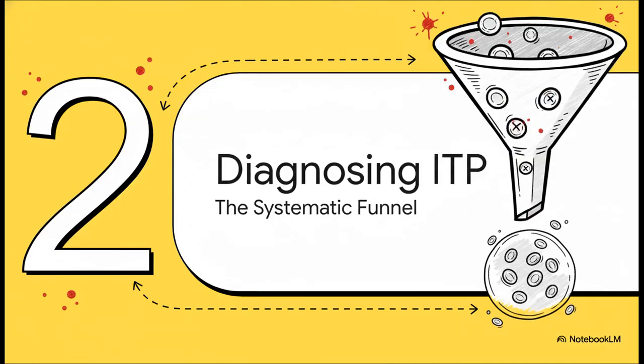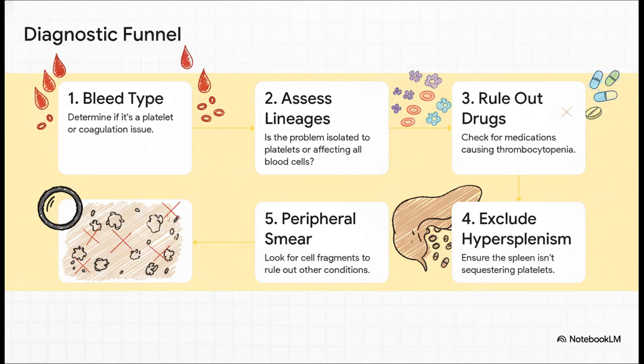So now that we have identified a platelet-type bleed, and we know the platelet count is low, that's thrombocytopenia, our next job is to figure out why. We don't do this by jumping to conclusions. Instead, we have to move through a really rigorous, systematic funnel of exclusion. And this right here is our diagnostic funnel. We've actually already done step 1. We know it's a platelet-type bleed.